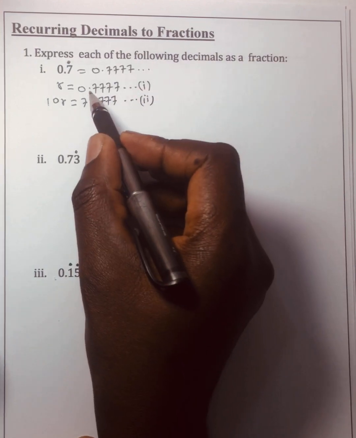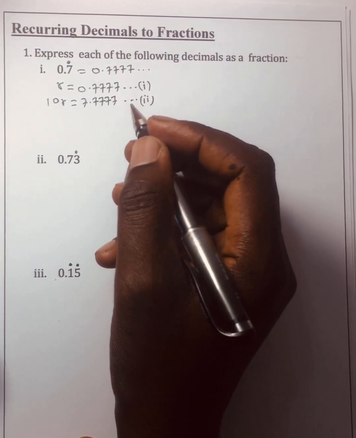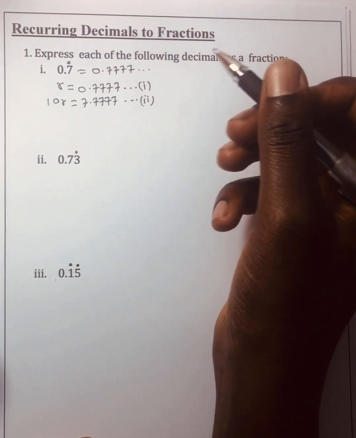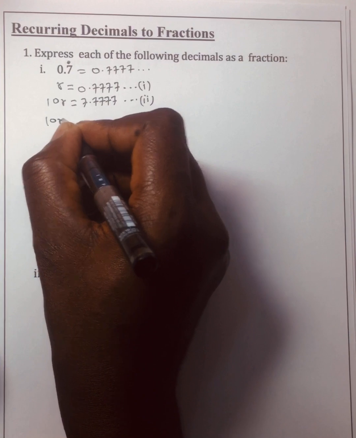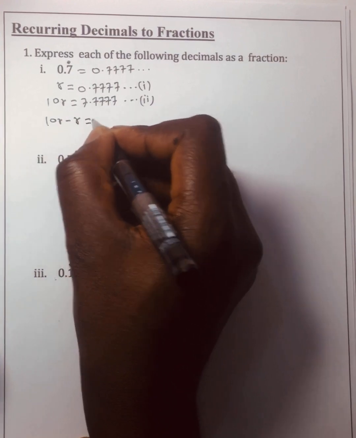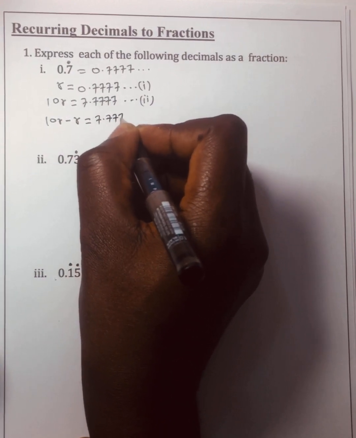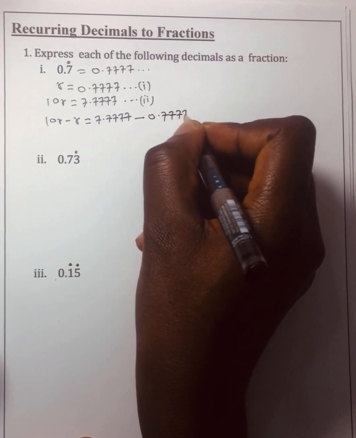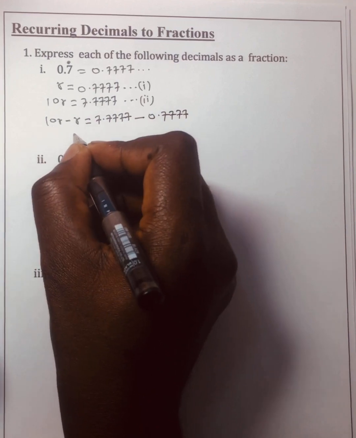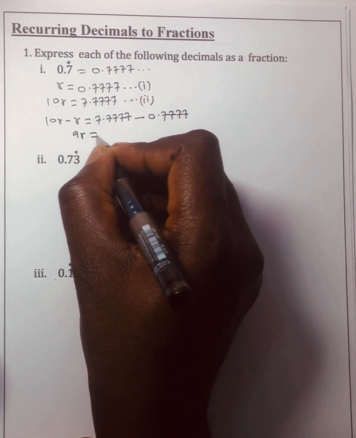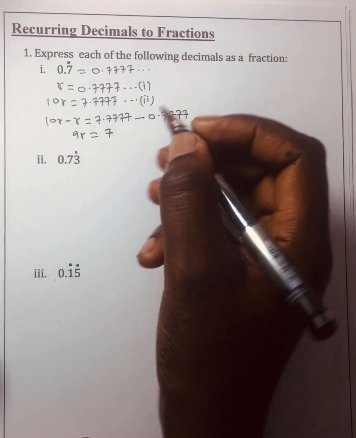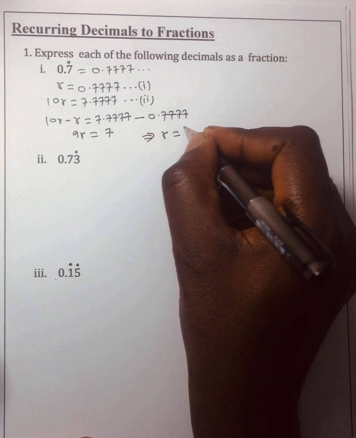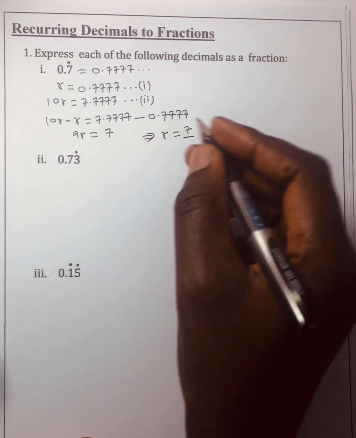So as you can see, we have 0.7. So what we need to do is to subtract Roman 1 from Roman 2. So we have 10r minus r is equal to 7.7777 minus 0.7777. So we're going to have 9r is equal to 7. So that means that r is equal to 7 over 9.